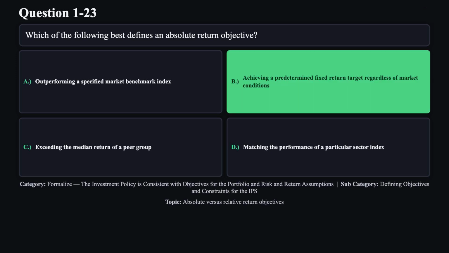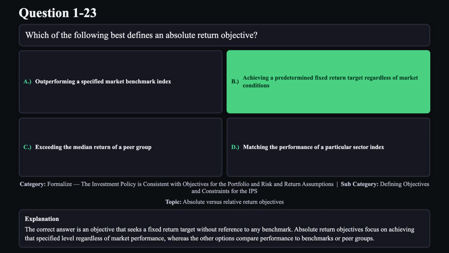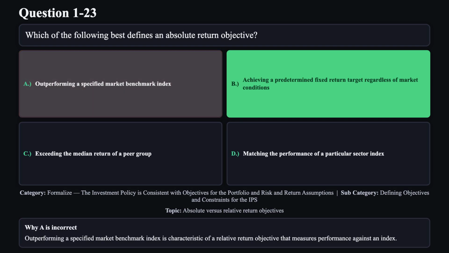The correct answer is B. The correct answer is an objective that seeks a fixed return target without reference to any benchmark. Absolute return objectives focus on achieving that specified level regardless of market performance, whereas the other options compare performance to benchmarks or peer groups. Reason A is not correct.